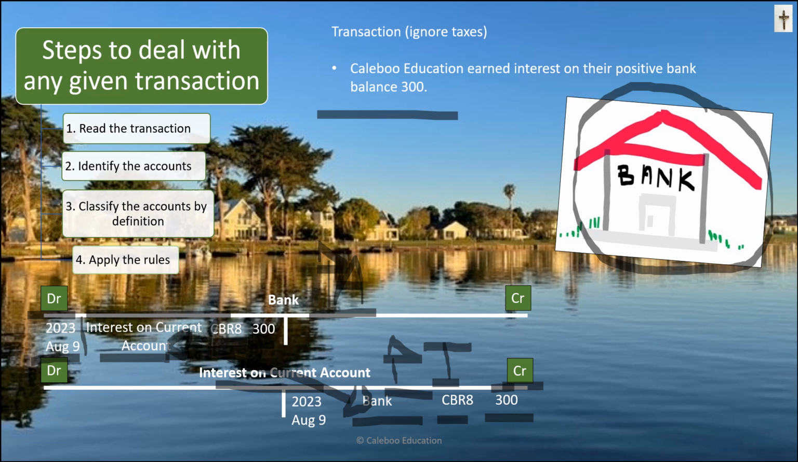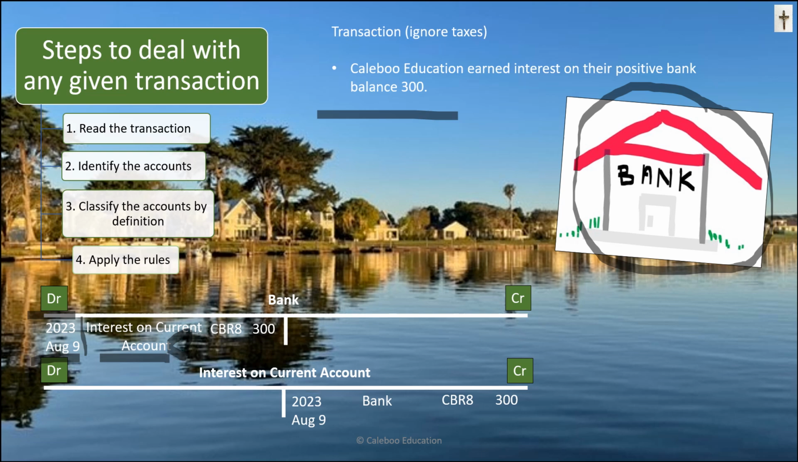And once again, I'll quickly rub this out so you can see how it should look. Remember, I'm only using T accounts to explain this, and much earlier in the video I told you what T accounts are. So there we go. There's the solution to that transaction. We applied the rules. Bank was debited and interest on current account was credited.